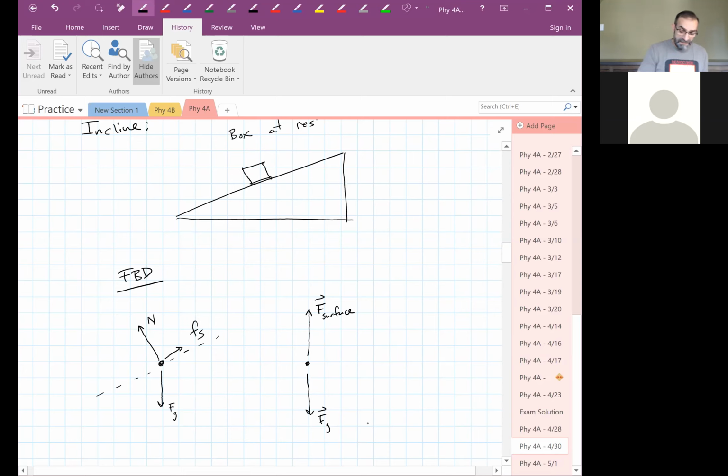We all agree gravity is doing this, right? Gravity is pulling towards the center of the earth, and our object is not moving. So the surface must be doing that.